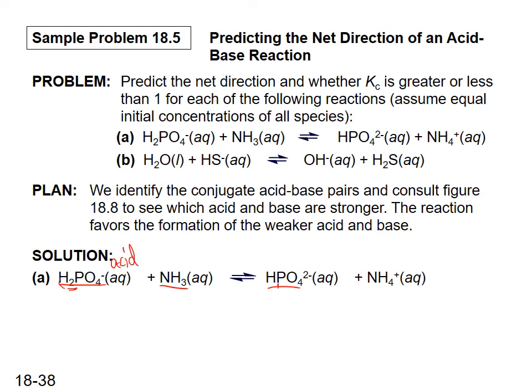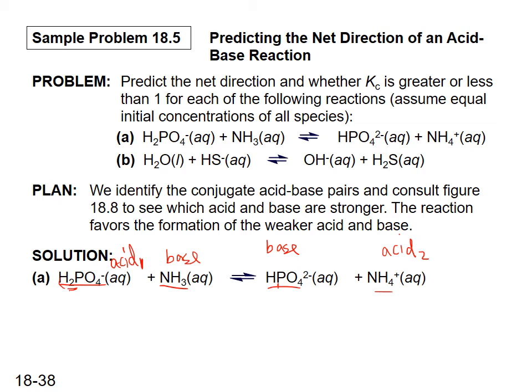Okay, and this must be a base to accept the proton to become ammonium, and so this is a conjugate acid of ammonia, and this is a conjugate base. Okay, so let's compare these acids. This is acid 1 and this is acid 2.